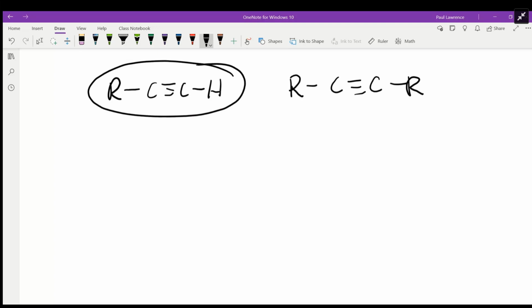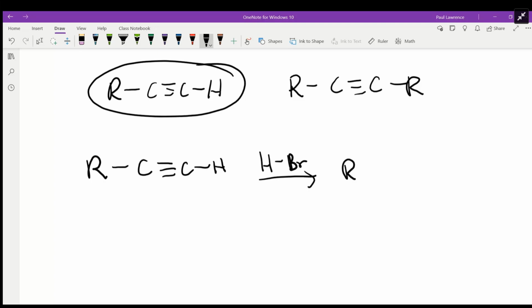And so I'm going to draw it like this. Like so. And hydrohalogenation is when you treat it with, let's say, HBr. That's going to give us a compound that looks like this. Double bonded C, and we're going to add two hydrogens there and the bromine right there.